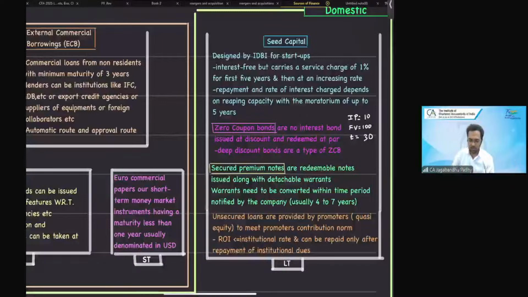The second instrument is called a zero coupon bond. Have you ever heard of this term, zero coupon bonds? Yes, correct. Mohit, you are right. Moratorium is a concession in the repayment schedule. What is this zero coupon bond? These are not government securities. Generally, what do you understand by a bond? What do you understand by the term bond or debenture?